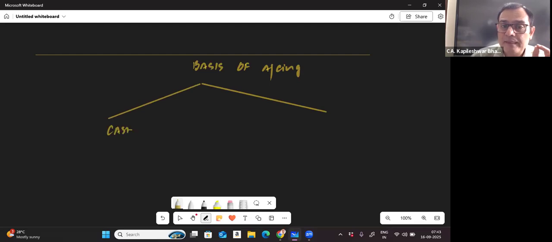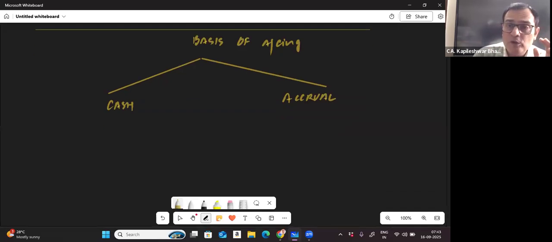There are basically two bases of accounting. One is called cash basis and the other one is called accrual basis. Now let's understand what is a cash and accrual basis.